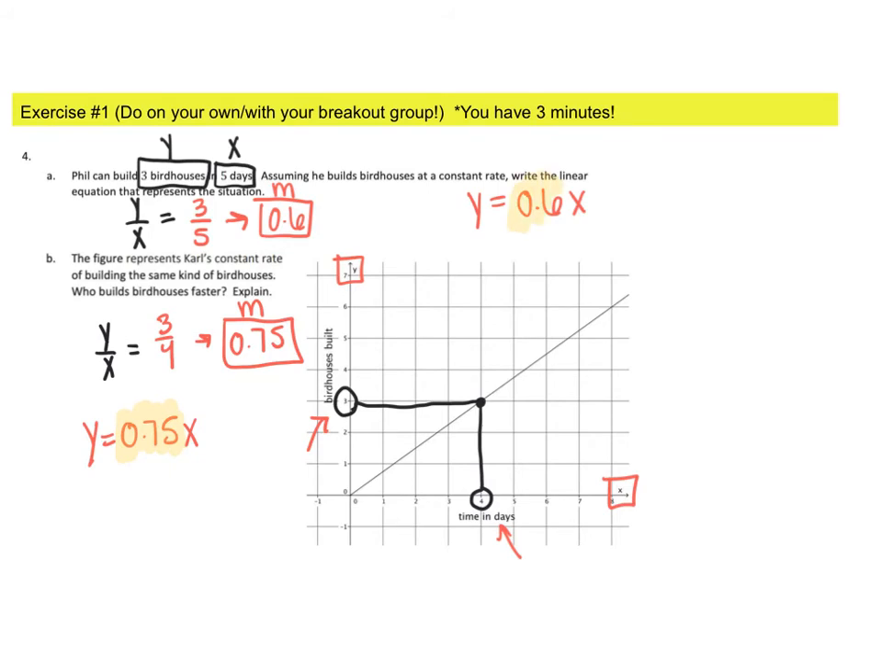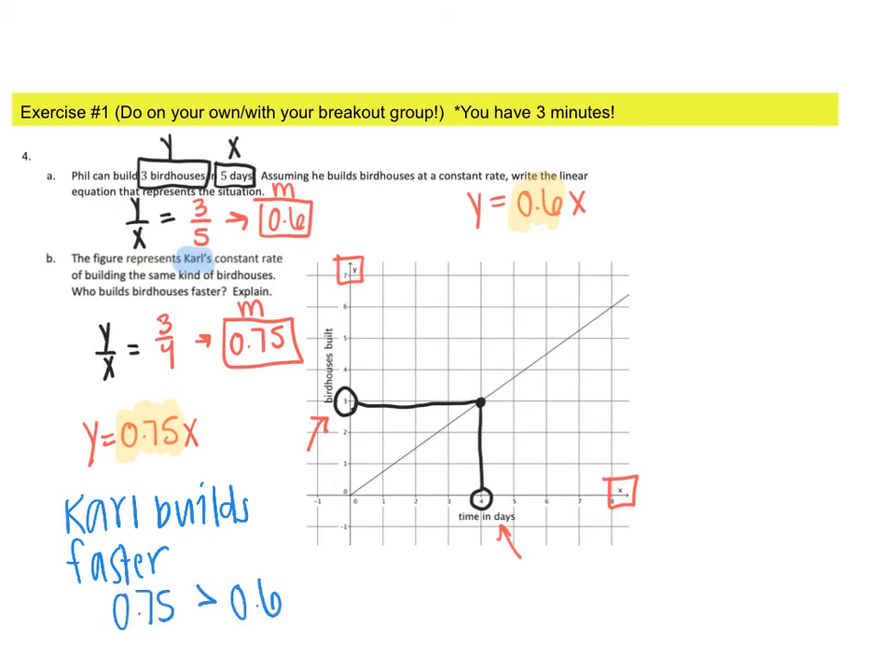When I'm looking at these 2 equations, which one has the greater rate? 0.75 or 0.6? 0.75. So who builds birdhouses faster? Carl does. And the reason being is that 0.75 is greater than 0.6. He has the greater rate. Okay? That's my answer for exercise number 1.